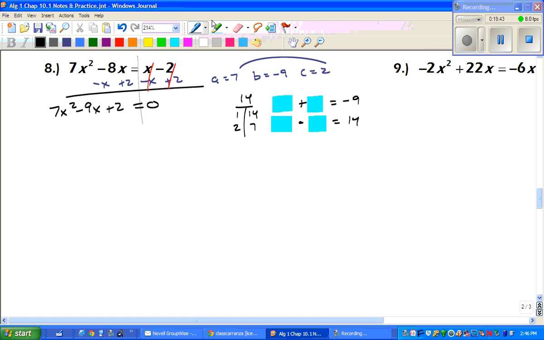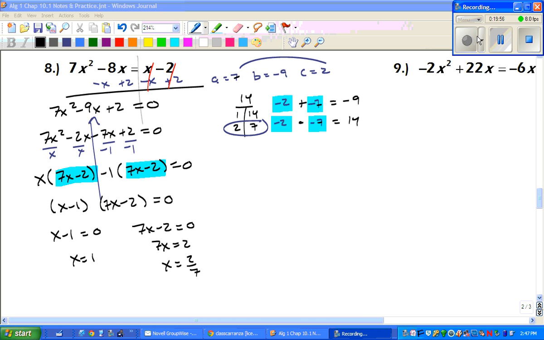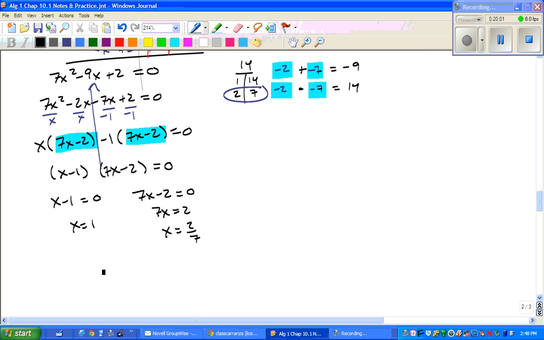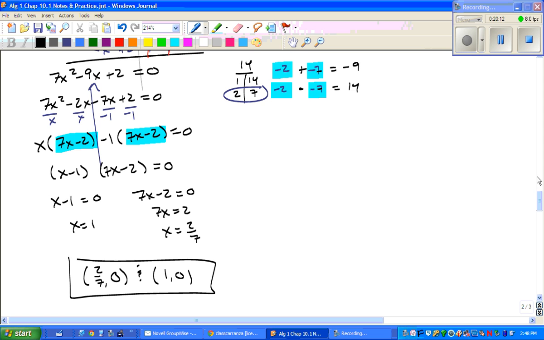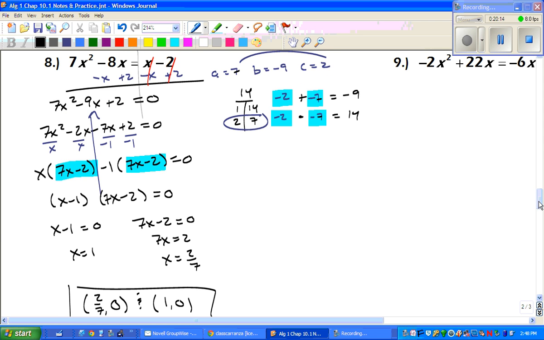Now, I'm going to stop here and you guys do this, okay? It can be factored. Go ahead and prove it. Okay, and there's all of the work. Should have got negative 2 and 7, and we're writing our intercepts 2 over 7, 0, and 1, 0. Remember, it's okay to have fractions. That's fine. Okay, don't be scared about that.